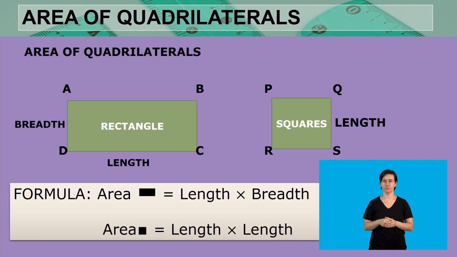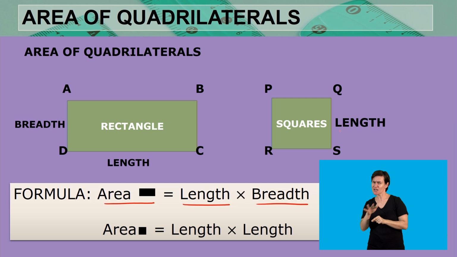Next we're going to be looking at the area of quadrilaterals. If you remember, when we are calculating the area of quadrilaterals, we need the length and the breadth. For example, with our rectangle, we have the length and the breadth, and the formula for our rectangle is the length multiplied by the breadth. When we calculate the area of a square, remember a square has all sides equal, so for the area of a square we say length times length, or the length squared.